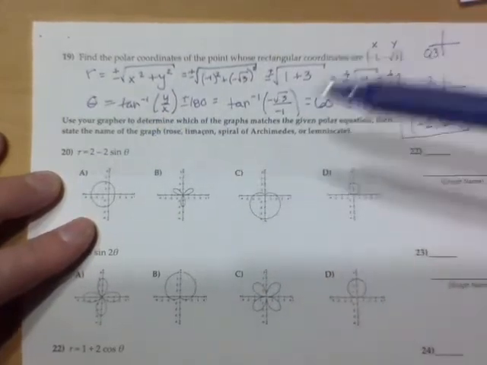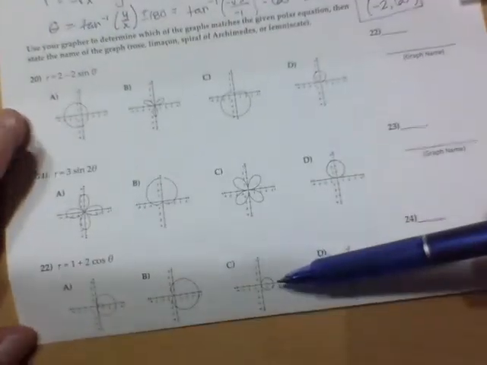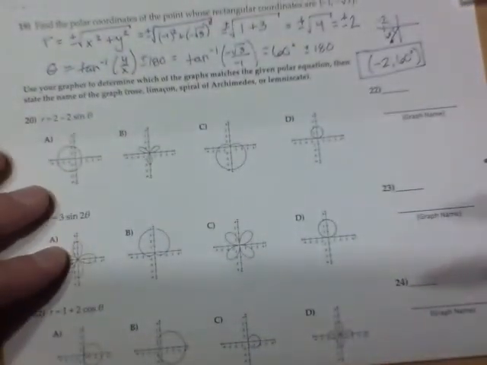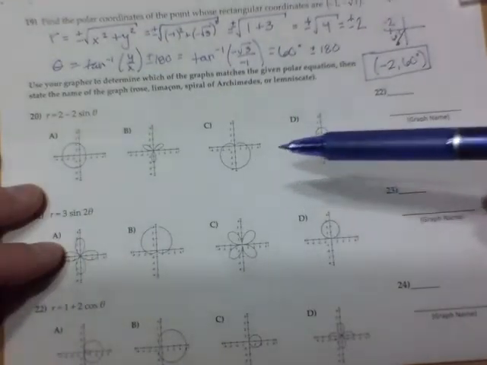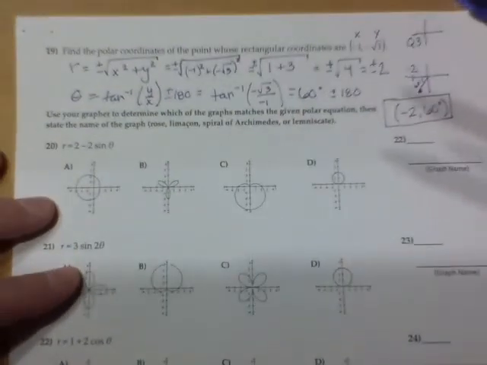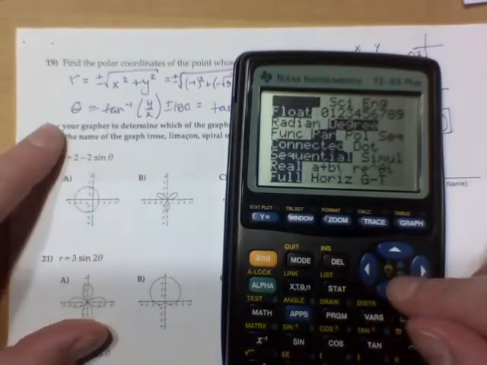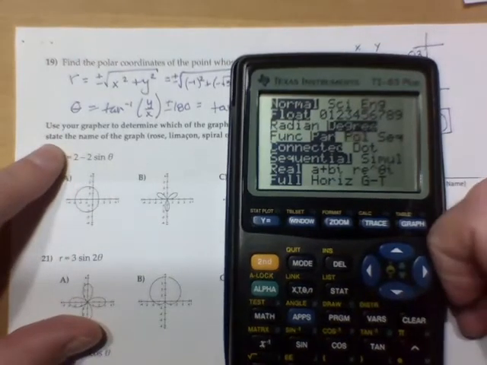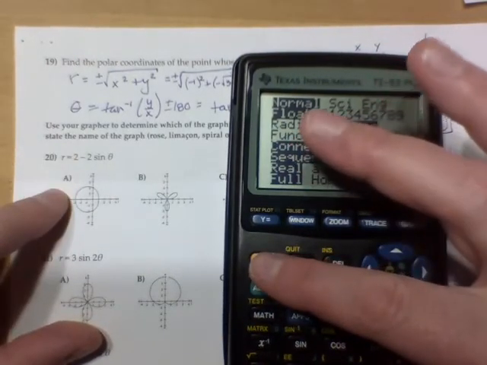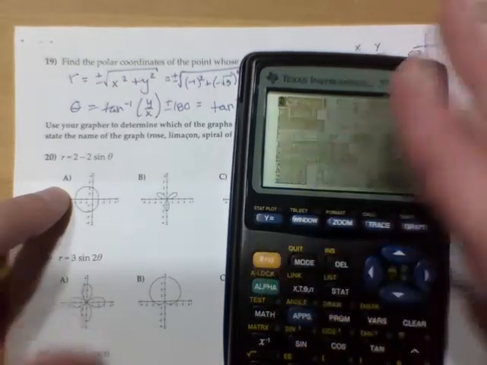All right, then we're going to use our grapher to determine which of the graphs match the given polar equation and then state the name of the graph. You can use the grapher, or of course you can use the fact that we know what a rose curve versus a limaçon looks like, versus all of the options here. But to double check that we know how to graph on our grapher, we make sure we are in polar mode, and I think radian is a little easier to work with when we're doing graphing.